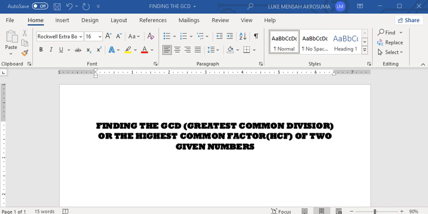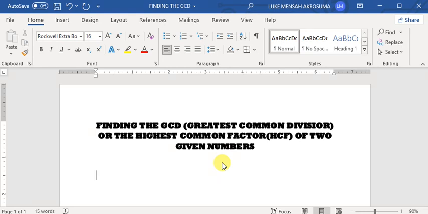This time around, we want to look at finding the GCD or the HCF of any two given numbers. GCD means greatest common divisor, whereas HCF refers to highest common factor. The approach, however, is going to be that of the Euclidean algorithm.